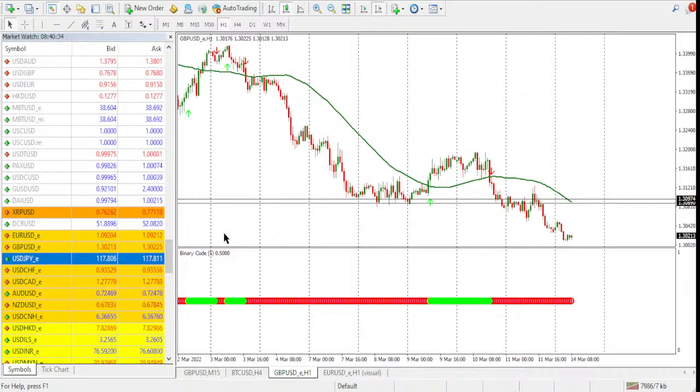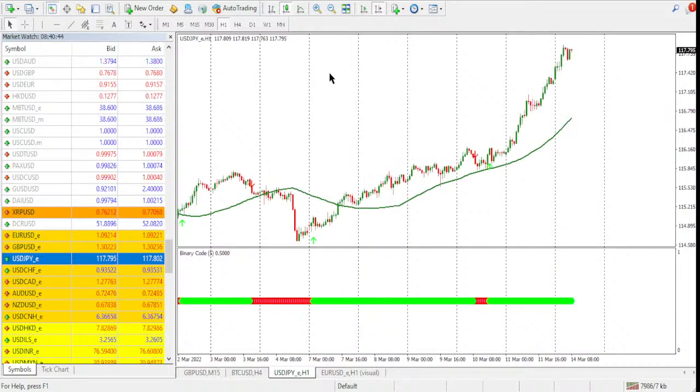My next instrument is the US dollar Japanese yen. So this is bullish. We are in a very good uptrend. You can see that here.